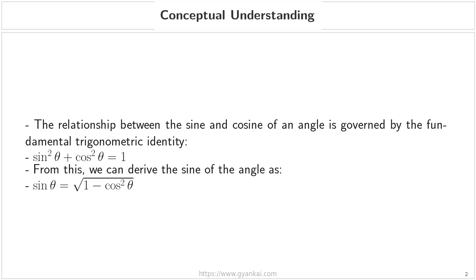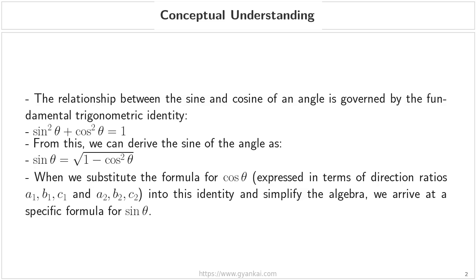If we subtract cosine squared theta from both sides and then take the square root, we can derive the sine of the angle as sine theta equals the square root of 1 minus cosine squared theta. Now, here is where the connection to our previous lesson comes in. In the last section, we learned how to express cosine theta using the direction ratios, specifically a1, b1, c1 and a2, b2, c2. If we substitute that entire cosine formula into this identity and perform the necessary algebraic simplification, we arrive at the specific expanded formula for sine theta that we are about to see on the next slide.